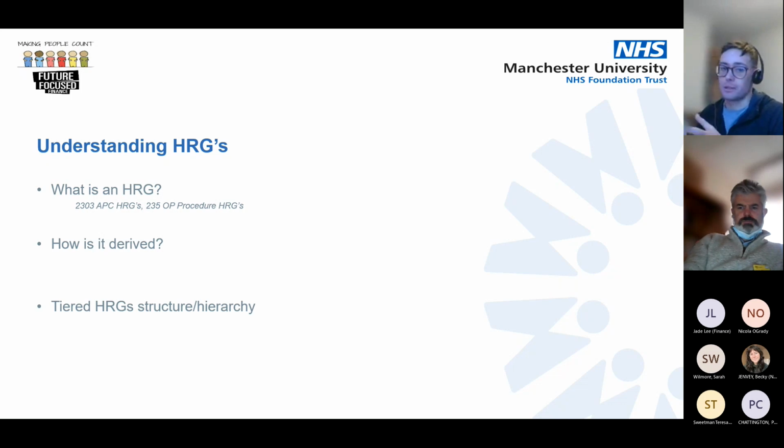Payment by results is pretty much exactly what it says on the tin. You get paid for the care that you deliver, and that's where HRGs really come into their own. So your clinical codes drive your HRG, which drives your tariff. Services will have expected activity levels and expected income levels, and they will expect certain HRGs for certain care that they deliver. So it's very easy for them to track if they're getting it or not.